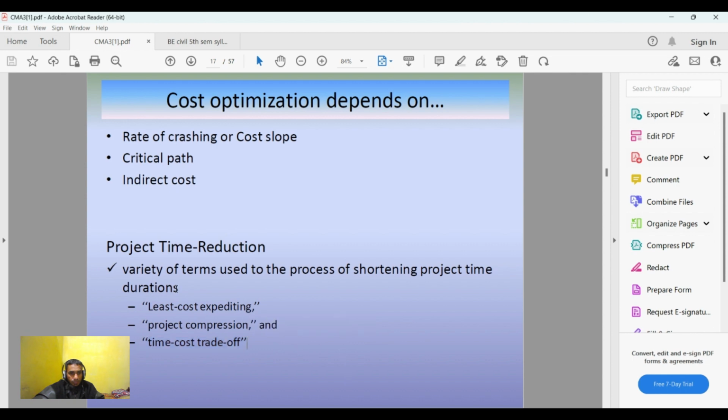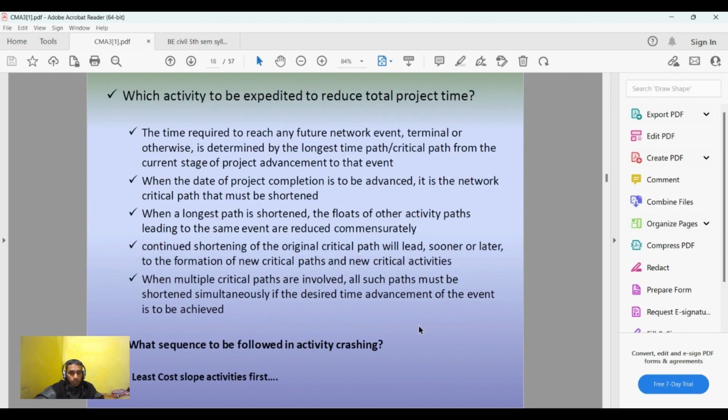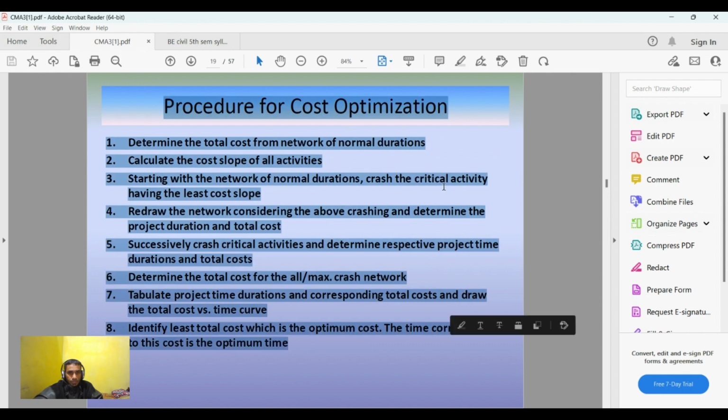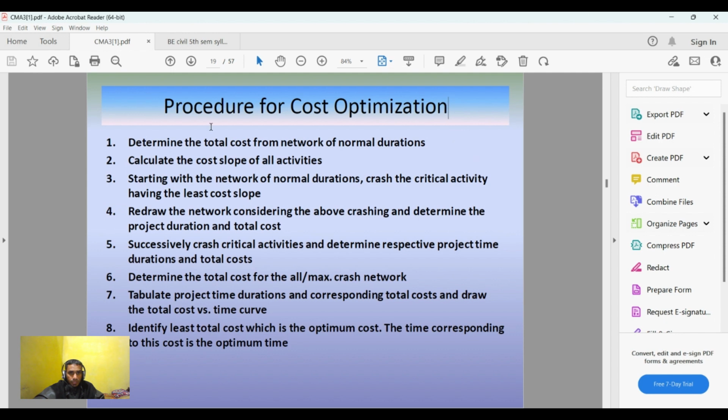So these are some of the terms, guys. Sometimes you might be thinking, what is time cost trade-off? It refers to the process of shortening the project time duration. So maybe you will write about resource smoothing, how time is reduced, in order to complete the project fast. Here, activities need to be expedited to reduce total project time. This is similar to the reasons for project acceleration, which we have seen already. And activity crashing. This is very, very important, guys.